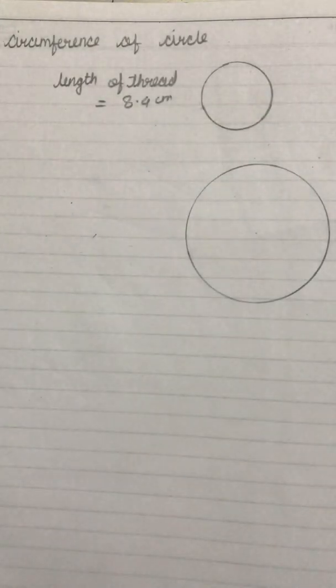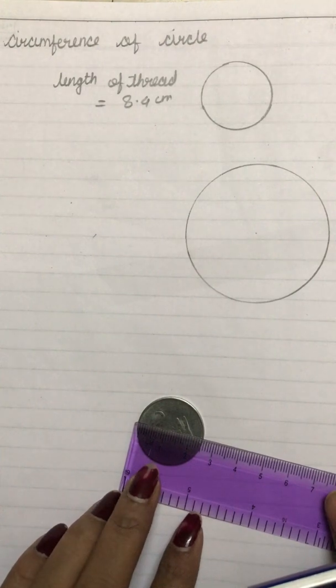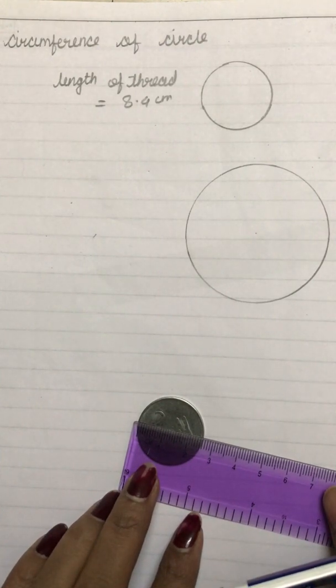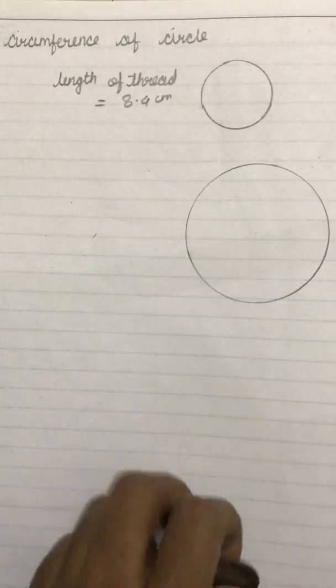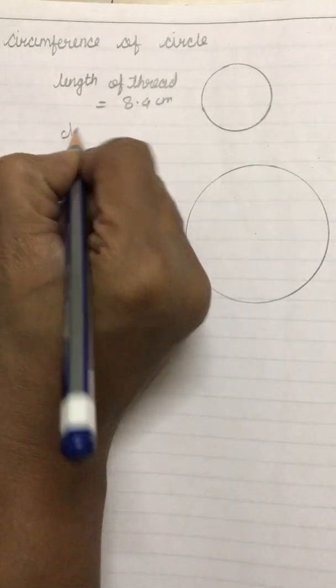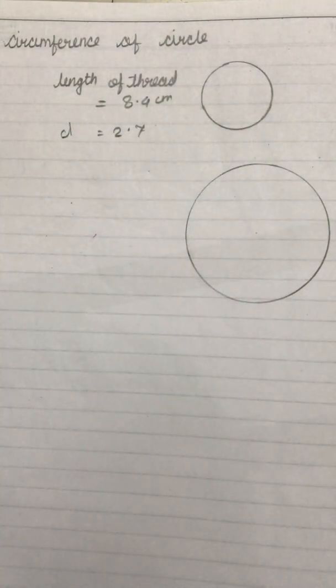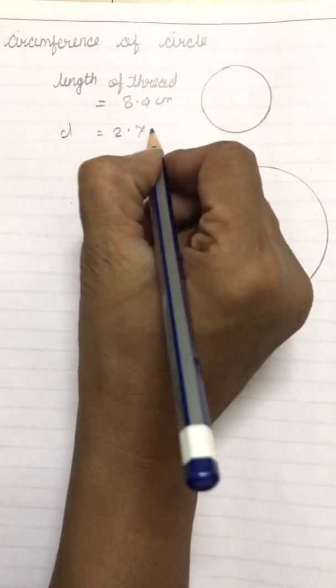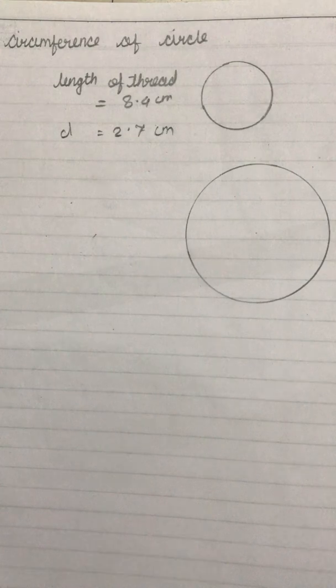Now let us find out the diameter. I will measure the central portion, and here I get 2.7. So D is equal to 2.7. Now we have got circumference equal to 8.4 and diameter equal to 2.7.